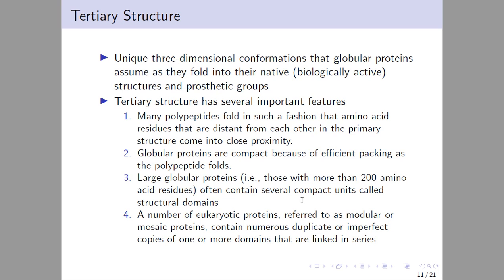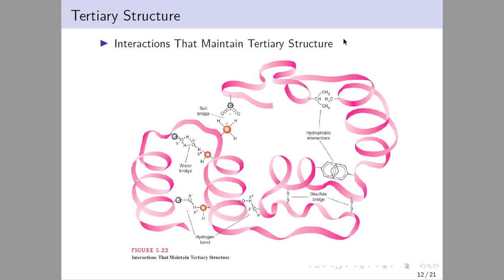So these are the tertiary structure. Here, these are the interactions that maintain the tertiary structure. Here we have this hydrophobic interaction. These are covalent bonds, a covalent bond from this R1 residue to this R2 residue.